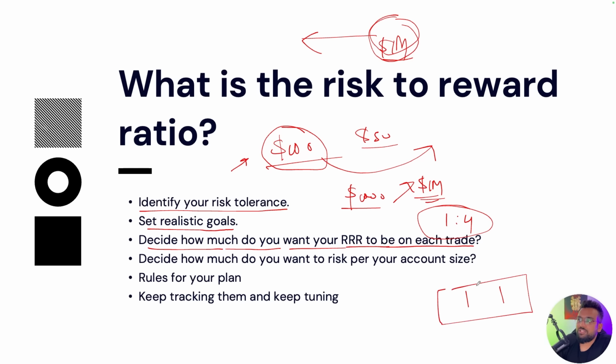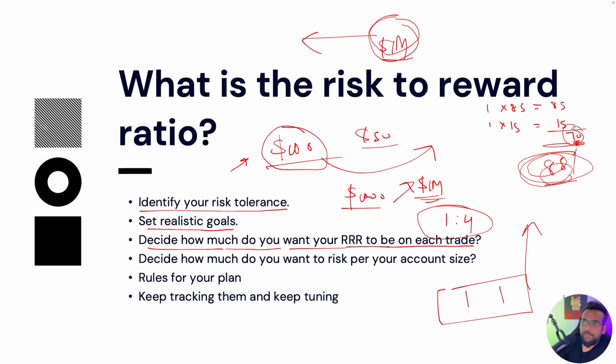Why? Because I know my strategy works about 85% of the time. That means even if I lose $1 and I make $1, out of 100 trades, 85 times it works, 15 times it doesn't work. When it works, I make $85, and 15 times it doesn't work, I lose 15. That means I'm still profitable by $70. Because my win rate is high, I'll still be profitable. So I'm even happy with 1-1. You see what I'm saying?